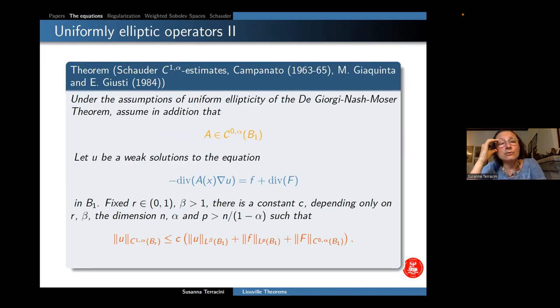So now, what do I mean by Schauder estimates? Okay, these are of course very well known. What are the extra assumptions needed to go one step further in differentiability in the theory? First we take the matrix A to be Hölder continuous, and also we take the right-hand side to be Hölder continuous for what concerns the vector field F, of which we consider the divergence, and L^p with p larger than the dimension over one minus alpha, and then we have C^{1,alpha} estimates. Okay, this is the classical Schauder estimates.